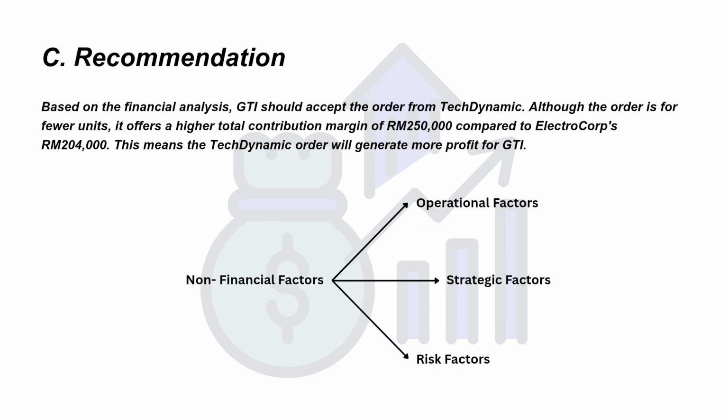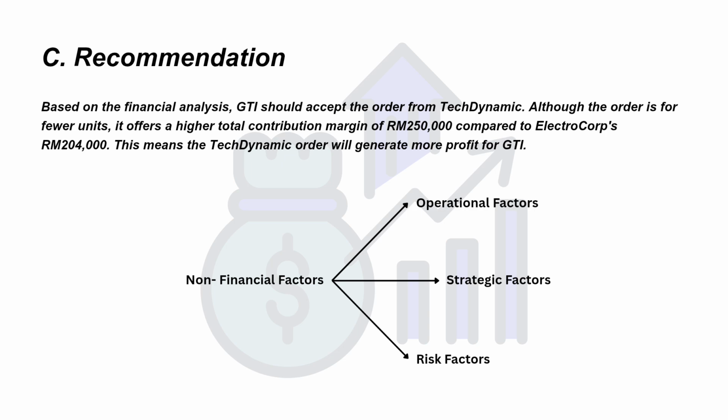Based purely on the financial numbers, I recommend that GTI accept the order from Tech Dynamic. This decision will generate 46,000 more in profit compared to the Electrocorp order. However, we must also consider non-financial factors: operational, strategic, or risk.